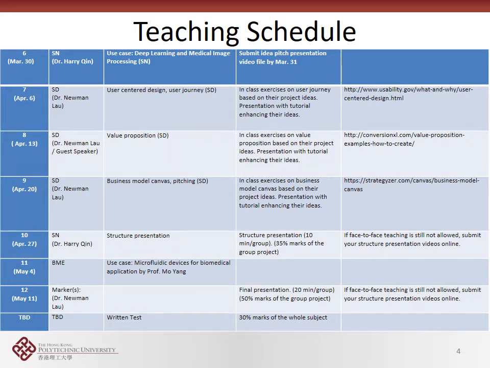And there is also a written test. The exact date will be determined later. Considering the current situation, the exact date and the venue will be released before the written test.